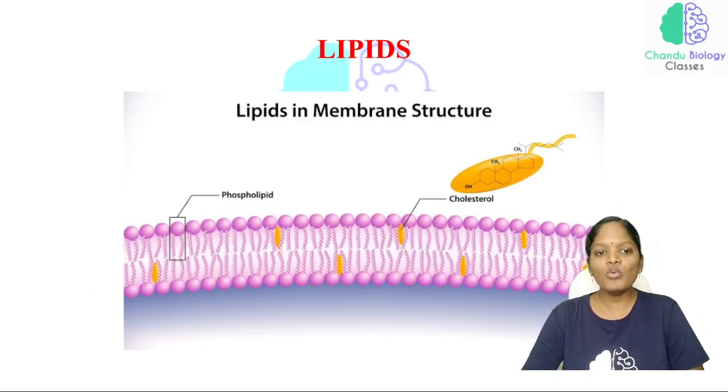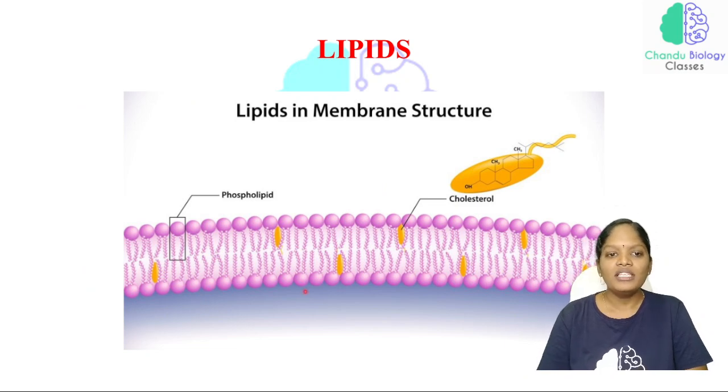And see, this is a plasma membrane. We know that. We have studied the structure of the plasma membrane, and it is made up of a lipid bilayer. Two lipid layers together make up the plasma membrane, and that lipid is mostly phospholipid.